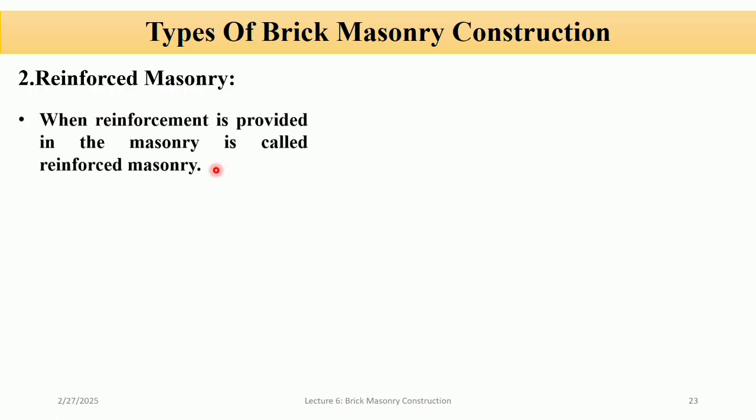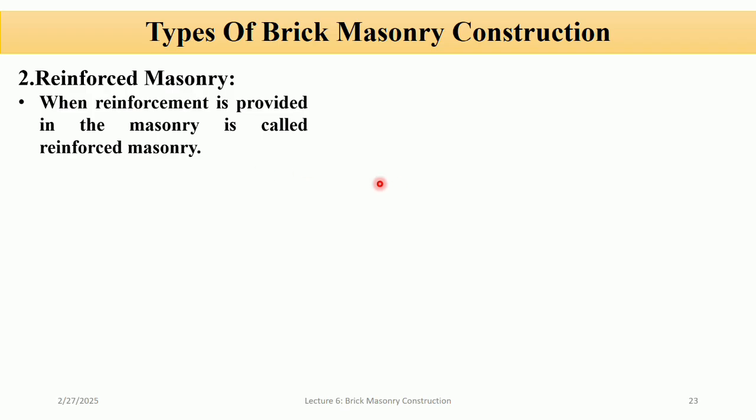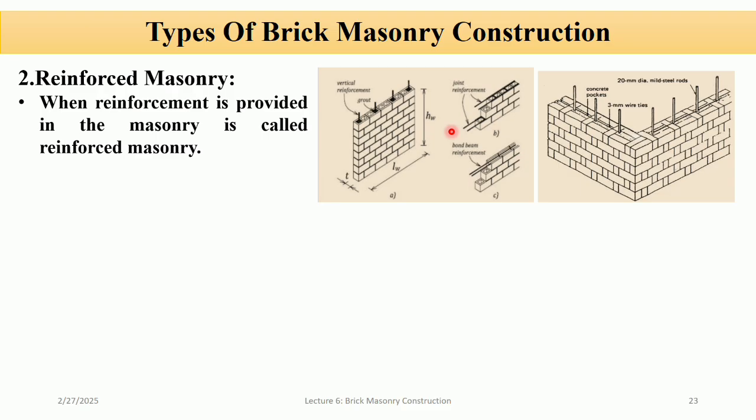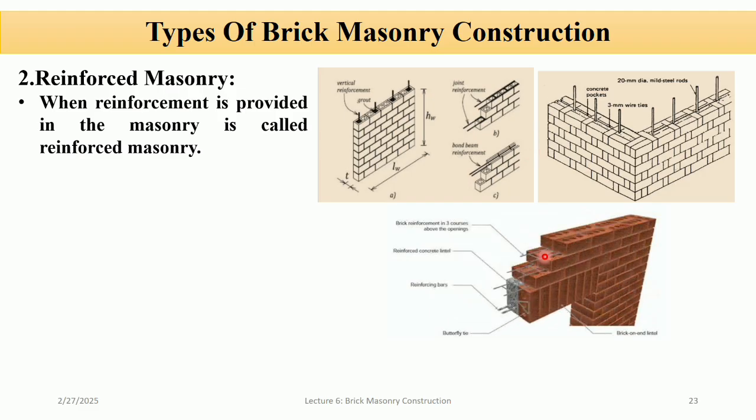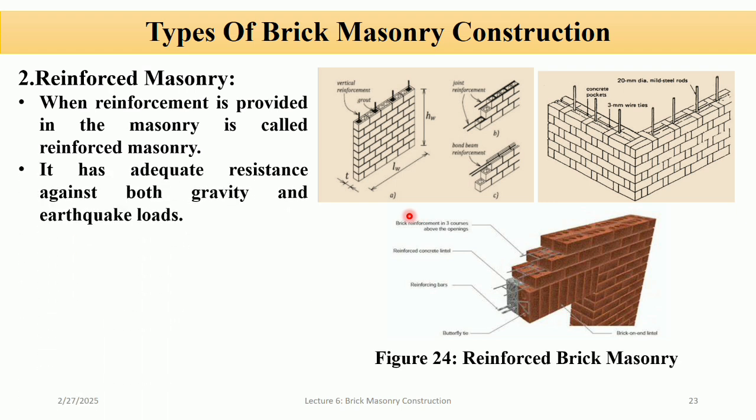Reinforced masonry. A masonry system where steel reinforcement is embedded within the brickwork and surrounded by mortar or concrete to improve structural strength and ductility. You can see in the picture that the vertical reinforcement is provided in a brick wall. Here you can see that the vertical reinforcement is provided, and here you can see that the horizontal reinforcement is provided. The advantages of reinforced masonry: increased strength and load bearing capacity, improved resistance to seismic force, and suitability for high-rise and heavy load structures.